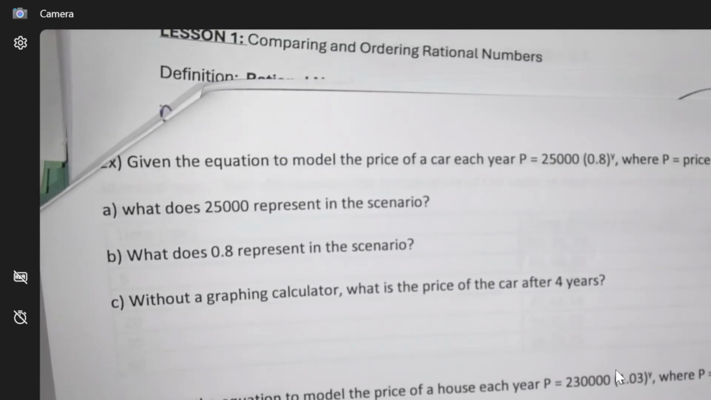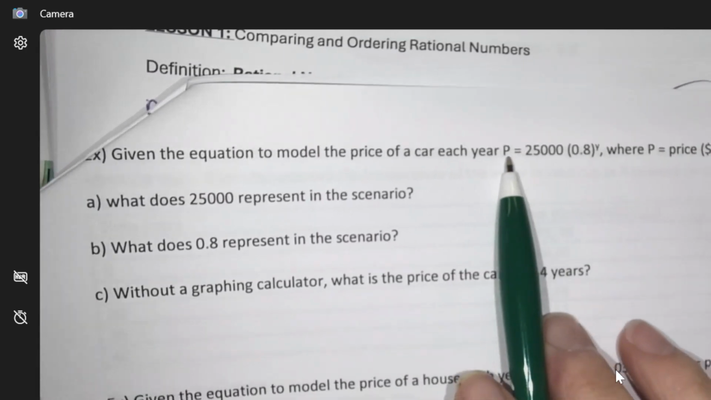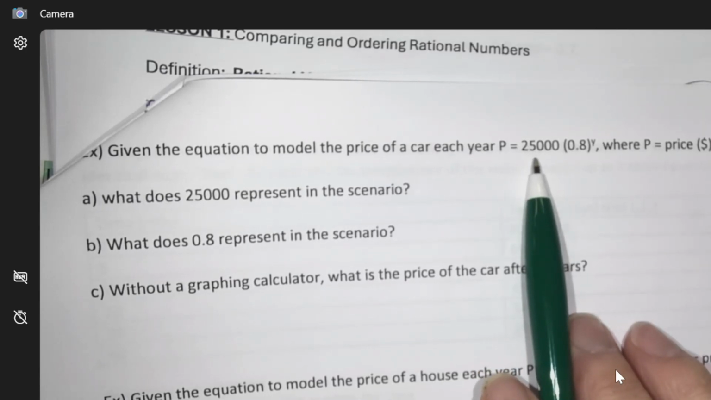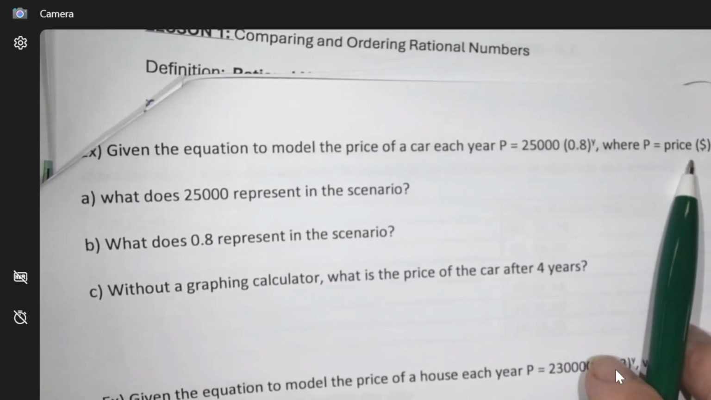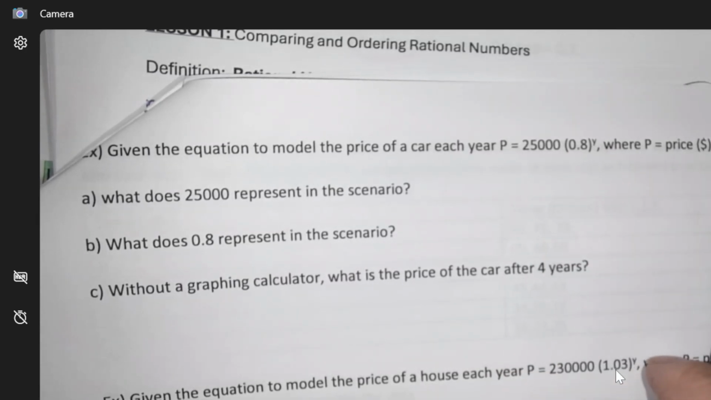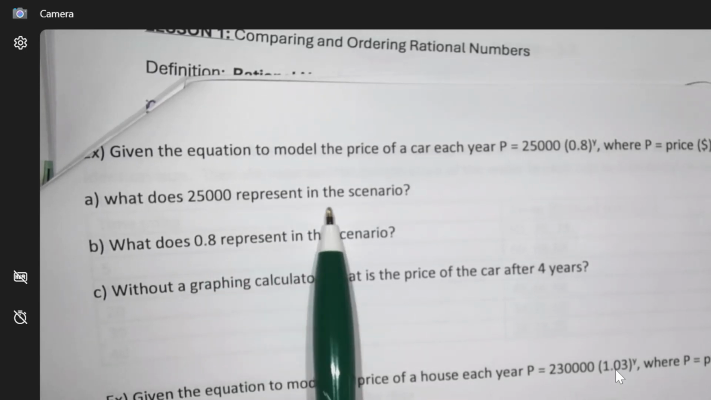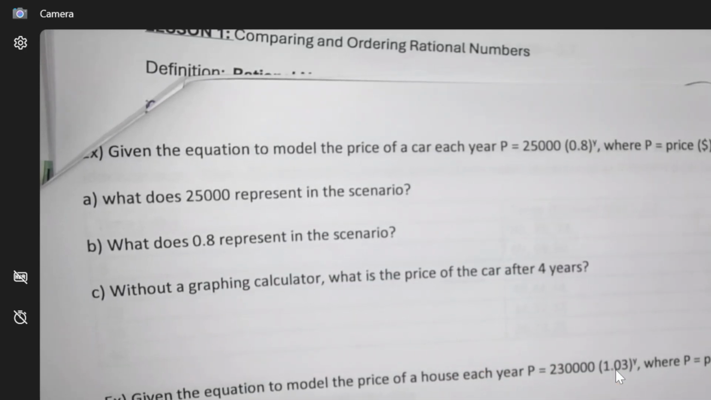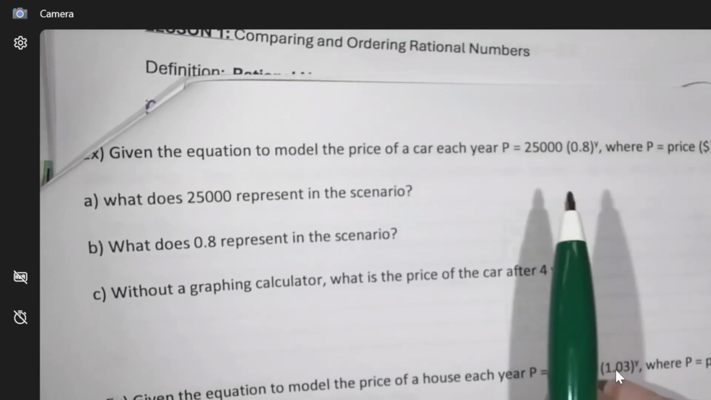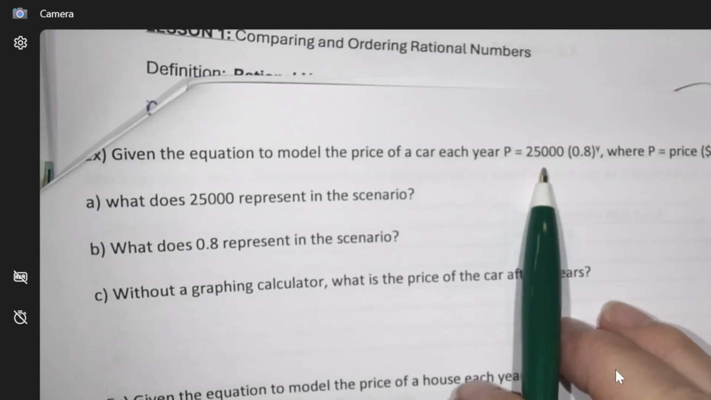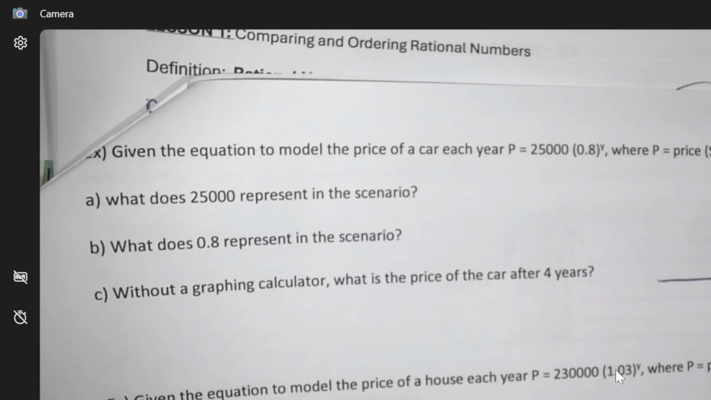Okay, so here we go. We were given an equation that models the price of a car. So the price of the car was 25,000 times 0.8 to the y, where price is the dollars of the car and y is the years. What does 25,000 represent in real life? Money. It represents the money, but of what particularly? Car each year. So let's think about this.